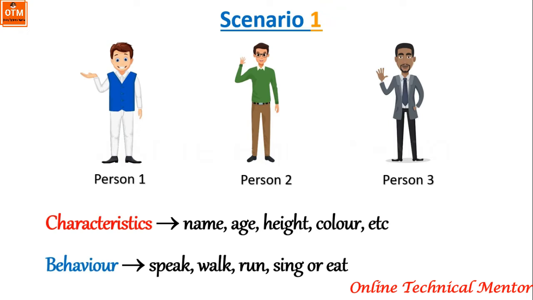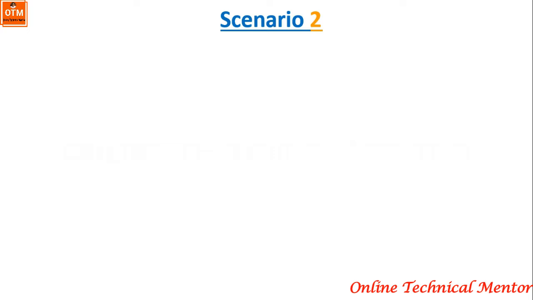Now, behaviors are the tasks that a person performs. That is, the person can speak, walk, run, sing, or eat. In object-oriented programming language, we are concerned with characteristics and behavior. How these two words are related with object-oriented programming, I will describe in the following presentation. Let me show you another scenario, scenario 2.